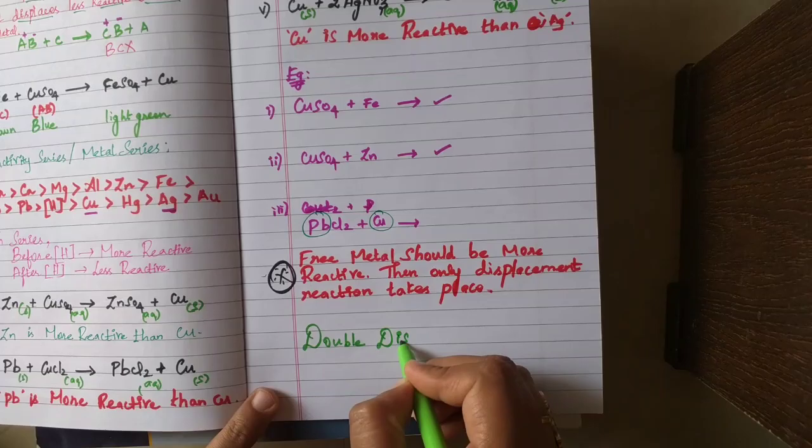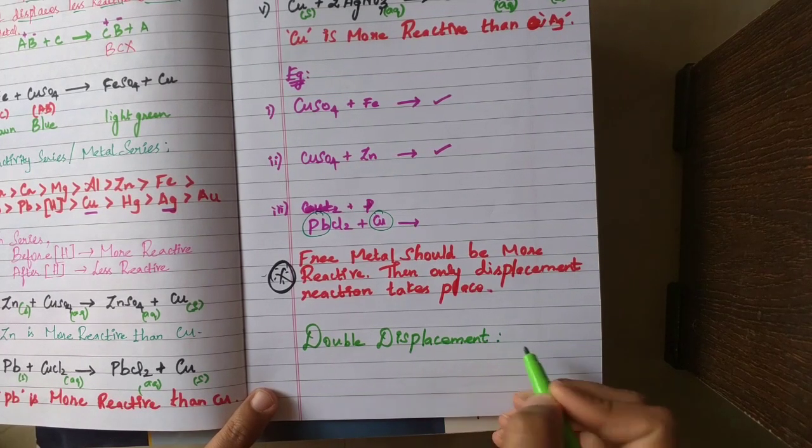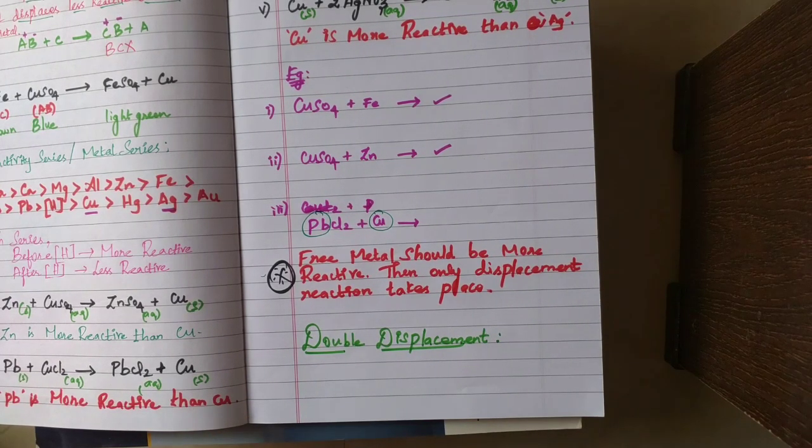The name itself you can easily identify what happens. That means two displacements take place. Okay, students, here two types of reactions are there. In double displacement, two types are there. So I will discuss it later. First, definition. What is the definition here?